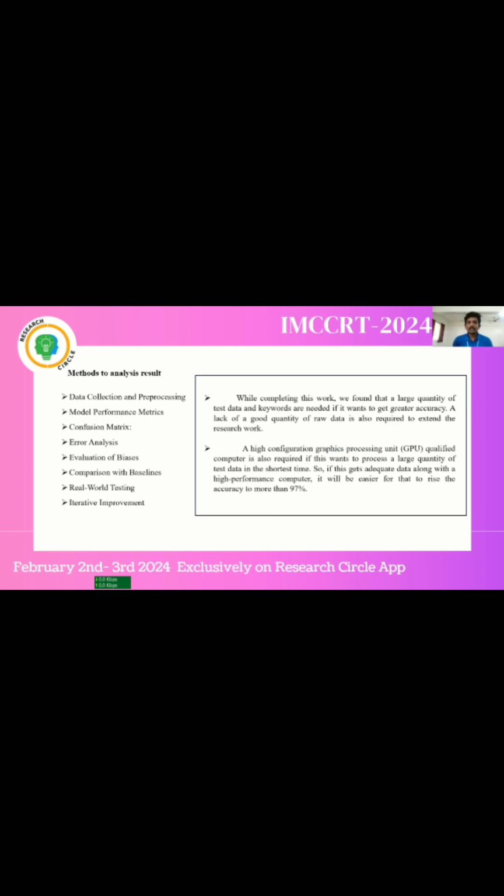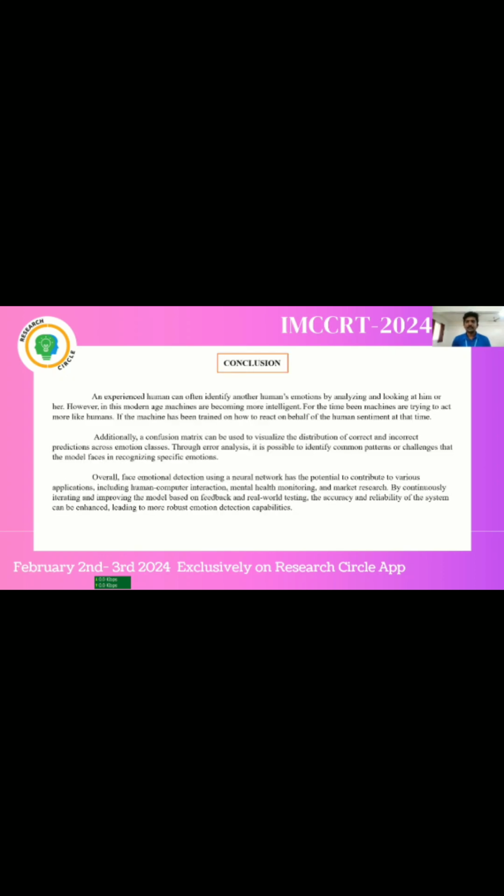Methodology of our project. How the project will work. We collect our data, pre-process it, build the model, then use the confusion matrix, error analysis, evaluation of biases, comparisons with baselines, and real-world testing and interpretation. A high-configuration graphics GPU-qualified computer is also required to process a large quantity of data in a short time. So if you get the required data along with a high-performance computer, it will be easy to raise the accuracy to more than 97%.